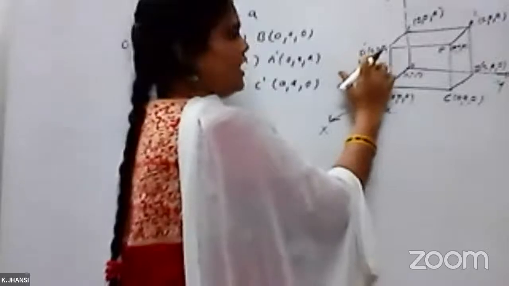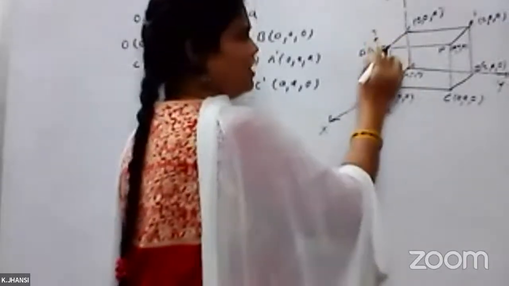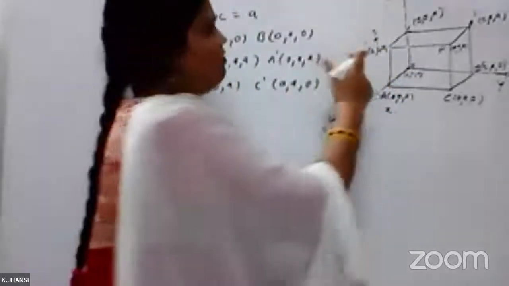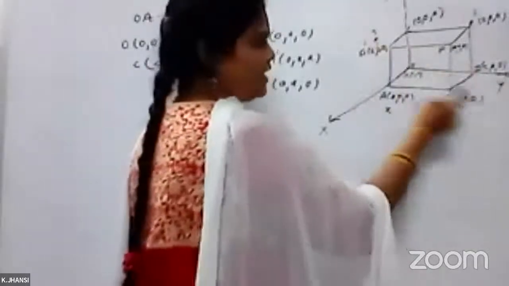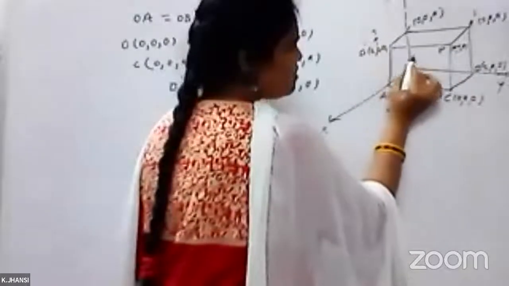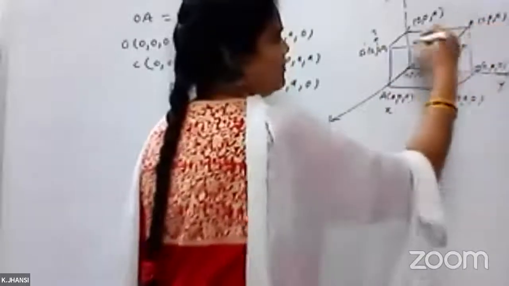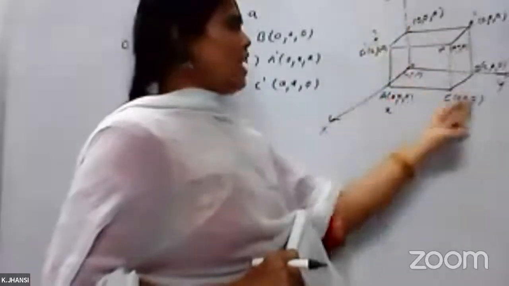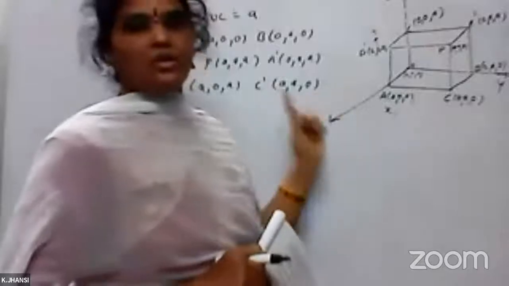So B dash is A comma, in place of Y you will get 0, and the X, Z values are A and A. So this is if you draw the diagonals, you will get one like this. And this is A and A dash. Then you will get C and C dash. With the help of these points only, we will find the direction ratios and direction cosines.